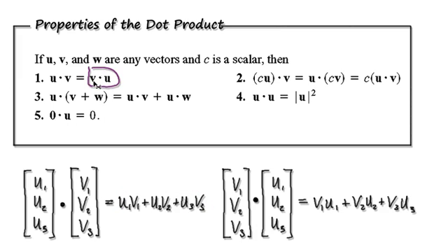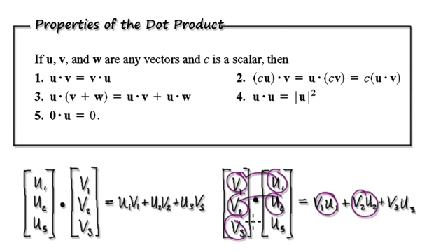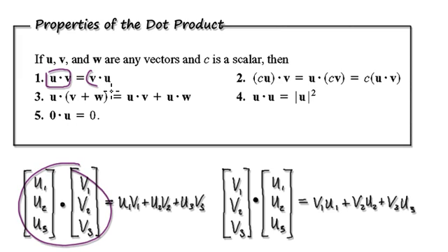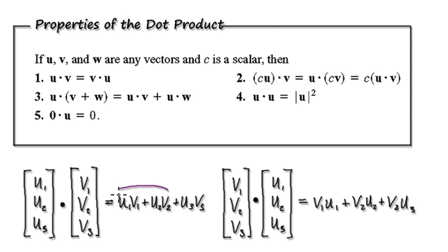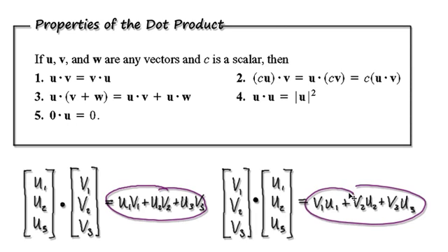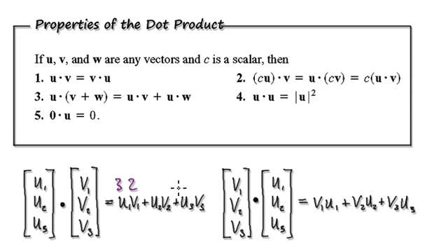Now let's look at this one here. So now we've got v dot u. It will be this times this, and then this times this, plus this times this. Now this whole thing here will be a number. You can see that this thing here is the same as this thing here, because 3 times 2 is the same as 2 times 3. So this will be the same as this.